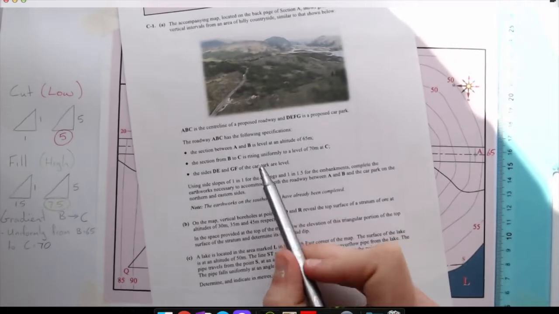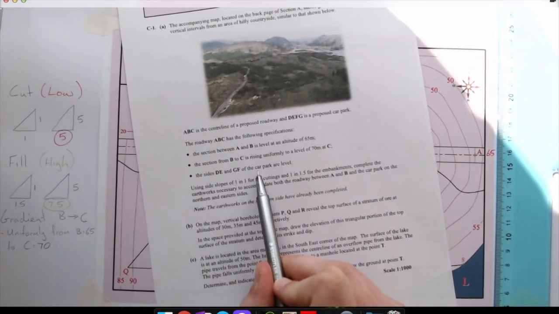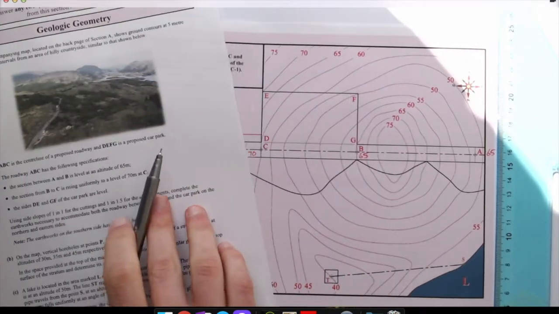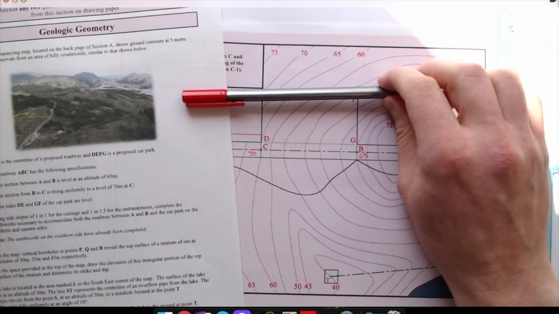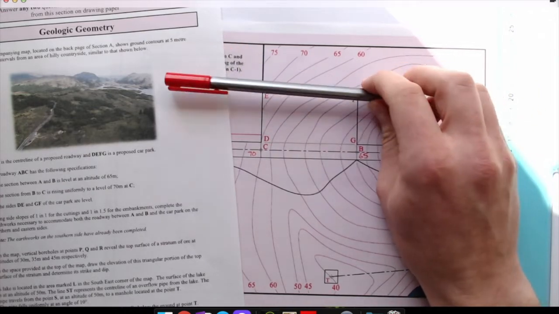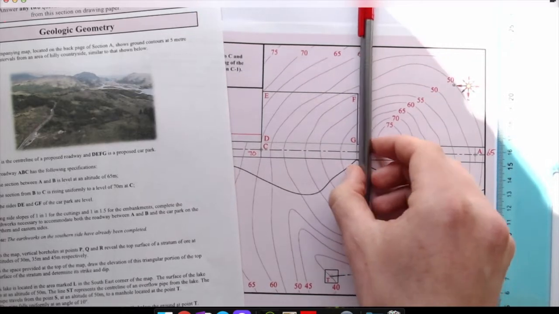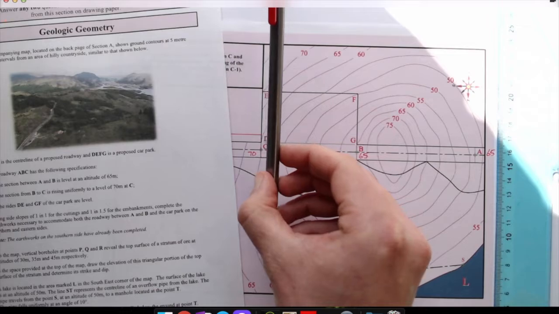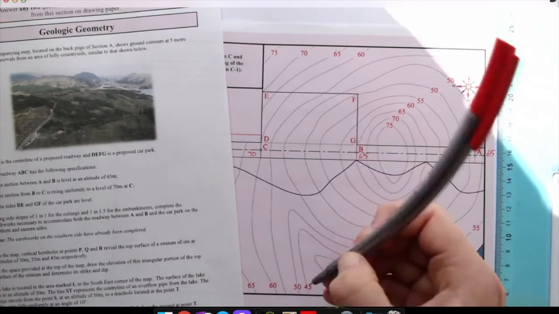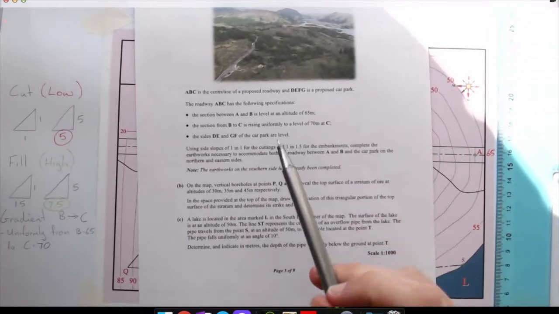So next thing then, that's our ground levels. It says the sides DE and GF of the car park are level. What that just means is that the car park is going to be going up this direction, so that's the direction it's going to have a gradient on, but in this direction it's completely level. It's level that side as level that side. There is no up or down on that bit. It's completely level, so that's going to be important as well.